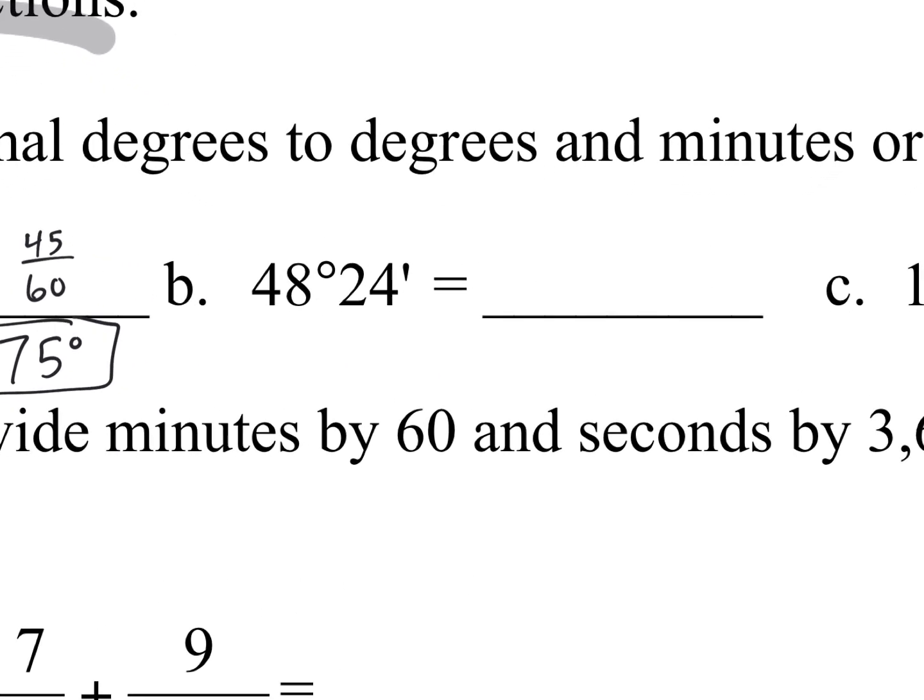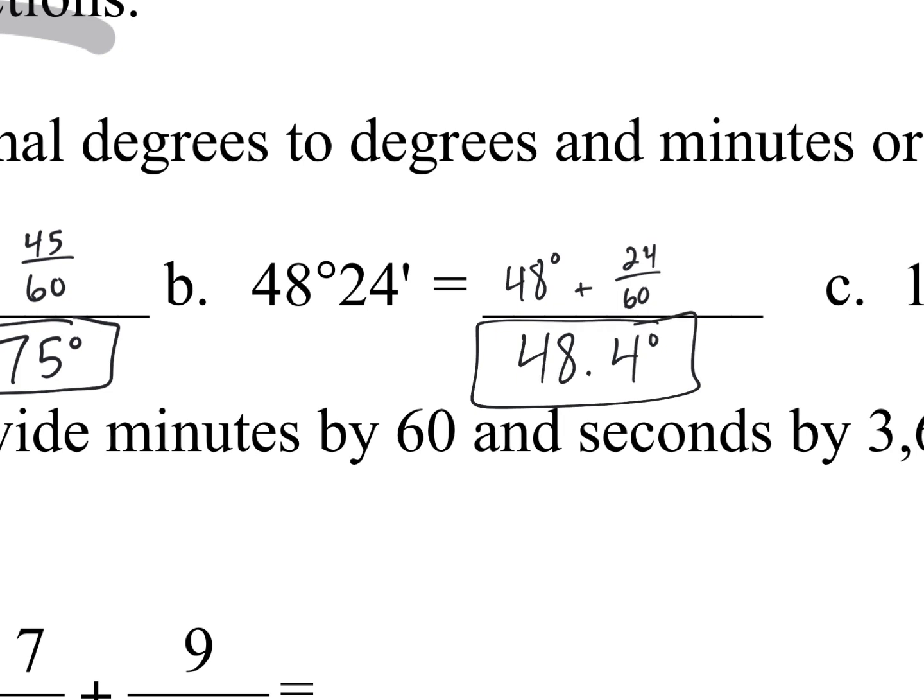One more example here, going in the same direction. We are going to take 48 degrees and add to it 24 out of 60. Now that is a simplifiable fraction. That is 4/10 of a minute. So as a fraction, and then we can write this as a decimal as 48.4 degrees. It is a little tricky going from a base 60 with seconds and minutes to base 100 with decimals. So it's not always going to work out so nicely.